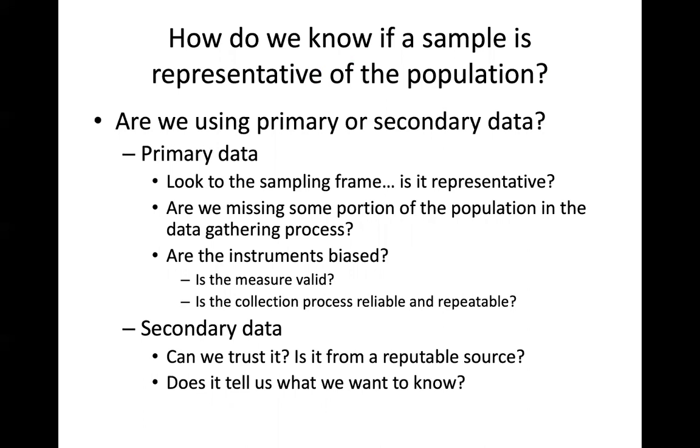And then, are we using some sort of instrument, either to generate that sample or as a measurement tool, that's biased? Because if the measure's not valid, if our instruments are off, if our collection process is not reliable, not repeatable, then no matter what kind of numbers we get, it's not going to be representative of the population, because there's some error introduced, either through systemic bias or a variety of other ways. So that's if we're doing it ourselves.